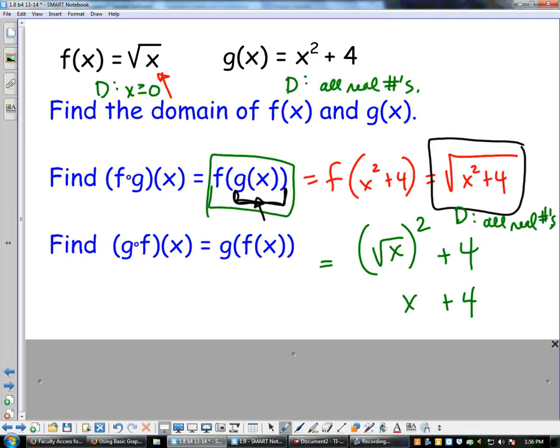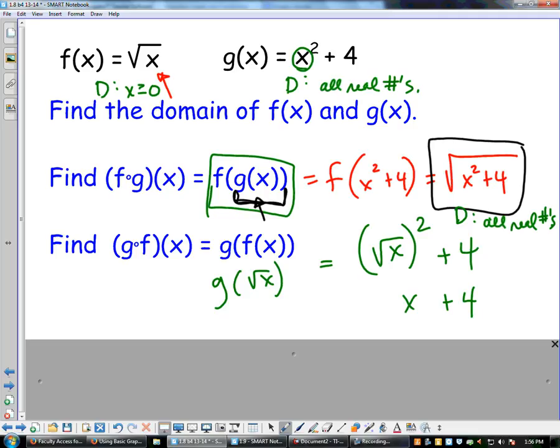All right, what about g of f of x? We said that was going to be g of square root of x. And if we go to the g function and we plug in square root of x wherever we see an x, we would get square root of x squared plus 4, which I was saying last time was absolute value of x. Let's set that aside. Don't worry about that. It's just going to be x plus 4.